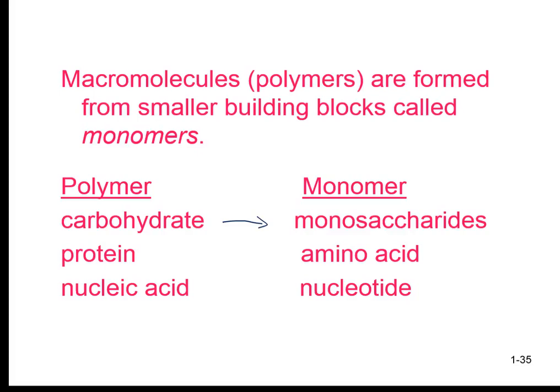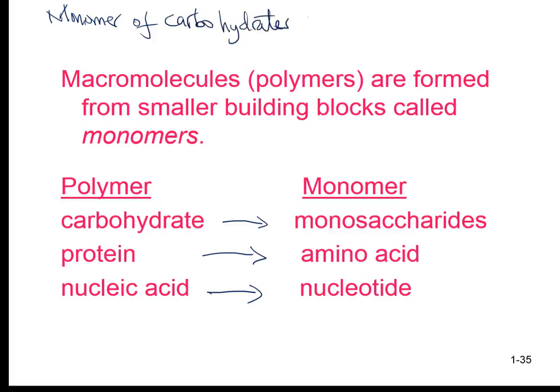So here you need to be able to identify, if I say this is a protein, what is its monomer? The monomer of a protein is amino acid. This is nucleic acid. What is the monomer for that? The monomer of nucleic acid is nucleotide. So I'll say monomer of carbohydrates is monosaccharide, and you will see what this monosaccharide is.